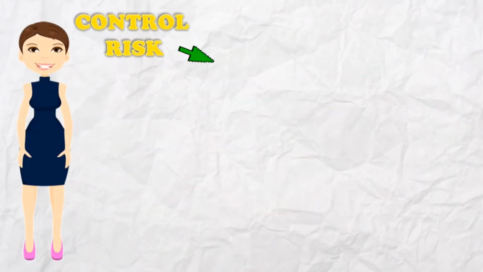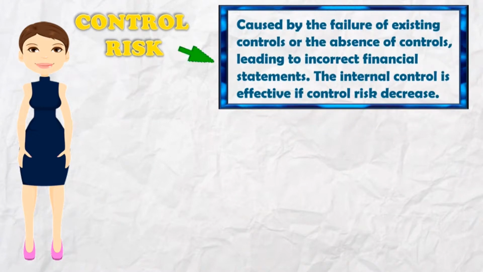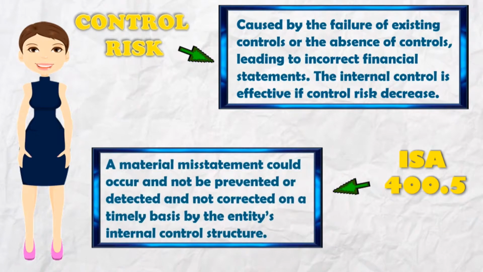Now, we move to control risk. This risk is caused by the failure of existing controls or the absence of controls, leading to incorrect financial statements. The internal control is effective if control risk decreases. Under ISA 400.5, a material misstatement could occur and not be prevented or detected and not corrected on a timely basis by the entity's internal control structure.